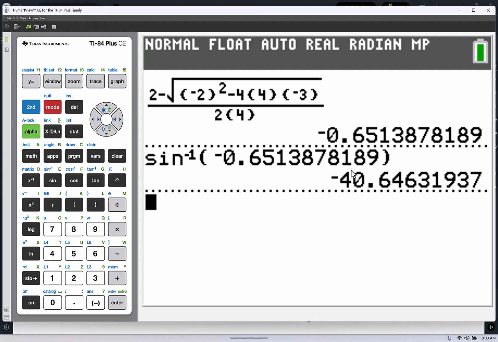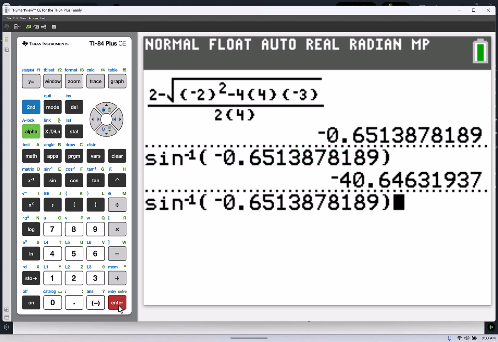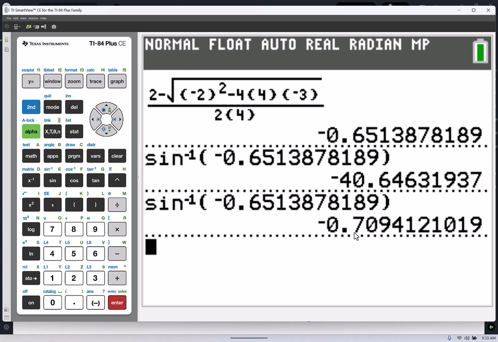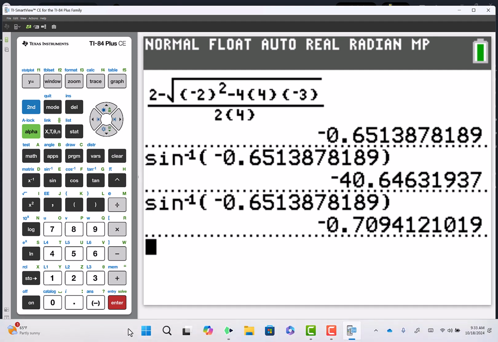How did I know that was degree really quick? Because it gave me negative 40. It's a really, really big number. Plus, at the top, it told me probably degree. But there it is. Enter. And now look at the difference in numbers. I was expecting some little number, and I got some quote-unquote big. It depends on the person what big is, but the 40 is way bigger than the 0.7. Because when you're in radians, you're talking about between 0 and 2 pi, or between negative 2 pi and 2 pi. Okay, so negative 0.70941.